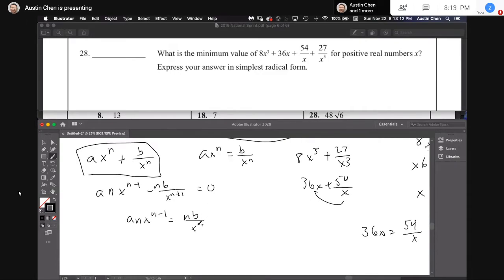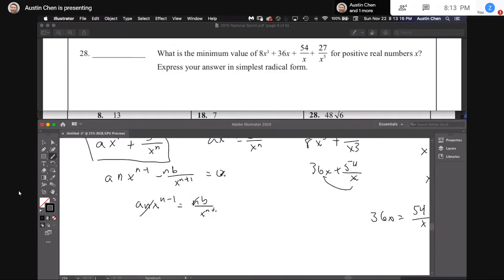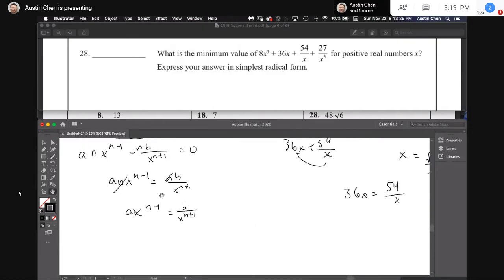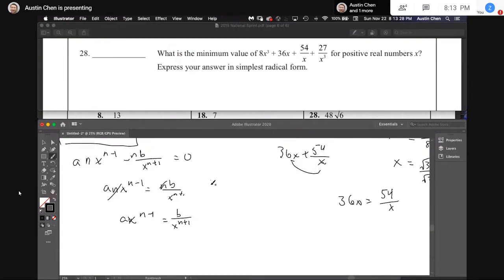Or no, okay. Or you don't have to solve for x. You can just do it. Okay. So move that to the other side. You can cancel out the n's. So then we have a times x to the n minus 1 equals b over x to the n plus 1. And then you can multiply by x on both sides. And then you'll get a times x to the n equals b over x to the n.